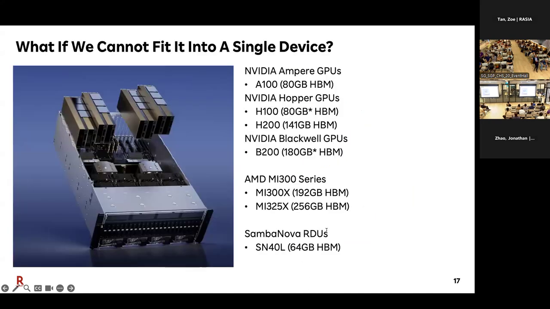So the previous two examples are methods that enable you to feed models and get longer context in a single device. But what if we cannot even fit the model parameters in a single device? Say we have a 70 billion parameter model, like Llama 70B. We cannot fit it in an A100, which has only 80 gigabytes of memory, and we cannot fit it in the Hopper GPUs either, right? So we have to use some parallelism.